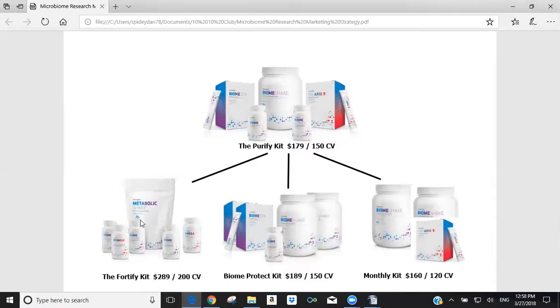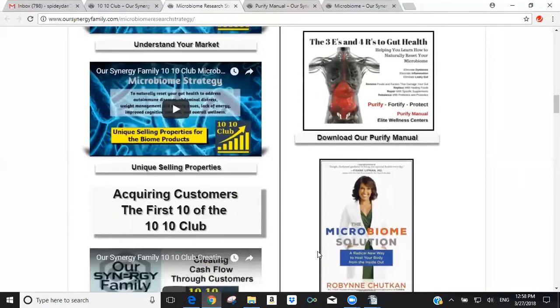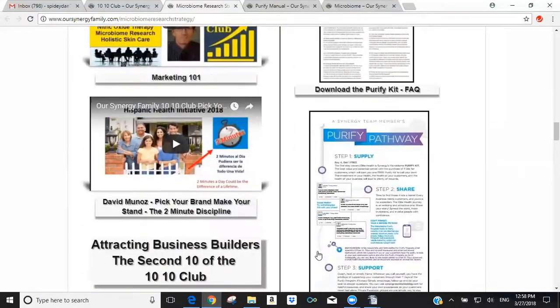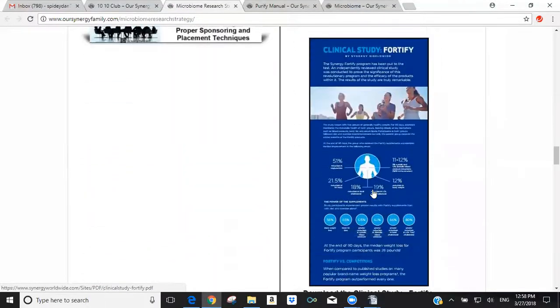an infographic. Well, where can you find that infographic? Again, if you go down through the landing page that we created for the Microbiome Research and you scroll down here, you can see here is the infographic for the Purify Kit. All you have to do is hover your cursor over it, changes from an arrow to a finger point, click on that image, and it's going to take you to the PDF that Synergy Worldwide created as an infographic for the Purify Kit that you can download to your computer or your electronic device to be able to pull up at a later time and show the person all the benefits that individuals achieved by going through the Purify program.